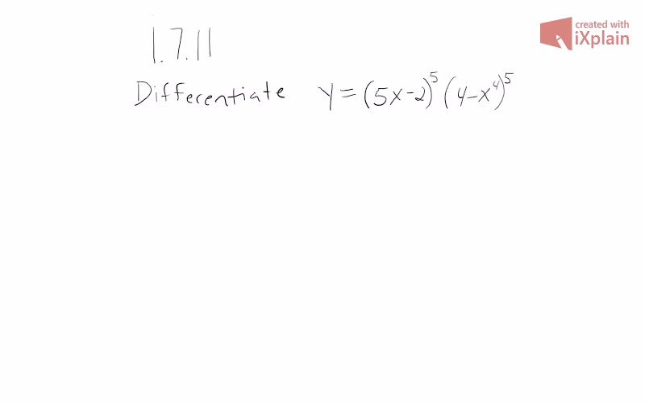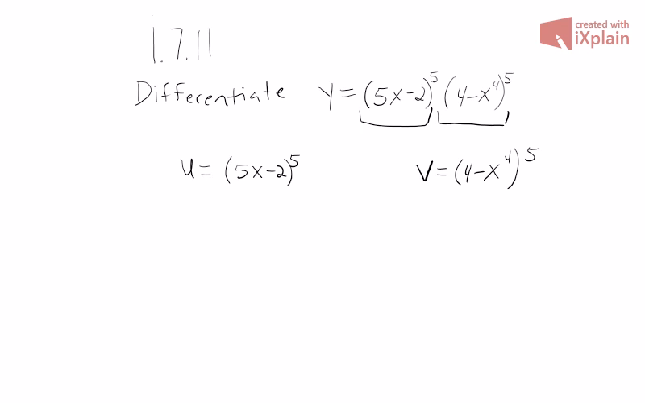For this problem, we need to find the derivative, and to do that, we're going to use the product rule. Notice we have this being multiplied by this, so we're going to use a product rule. And so we can say u equals (5x - 2) to the 5th power, and v equals (4 - x^4) raised to the 5th power.